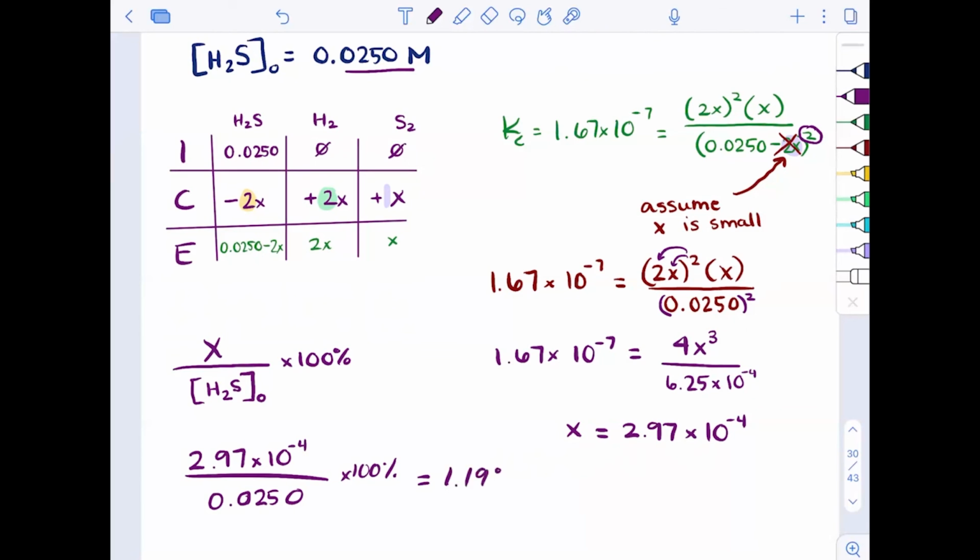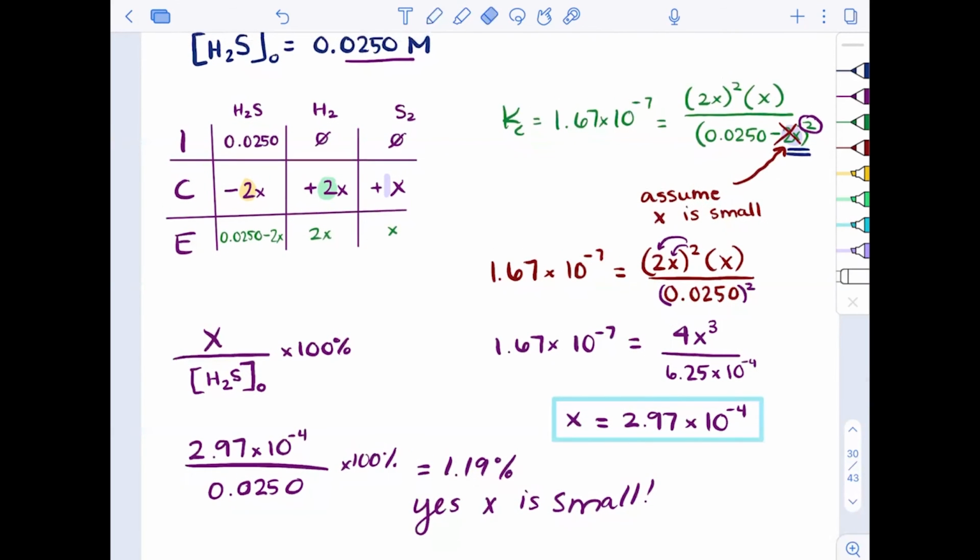We get 1.19%. Yes, x is small. And we were able to assume that small approximation, right? That idea that now we can keep this x value. The only way we can keep this x value is if it was established as small. If this was greater than 5%, we'd have to go back here and not assume that it's small. So now our equilibrium concentrations again.